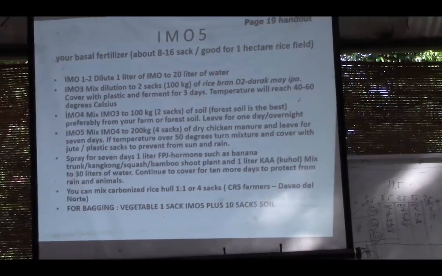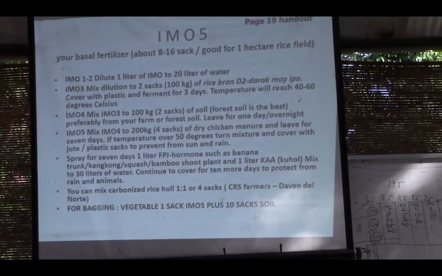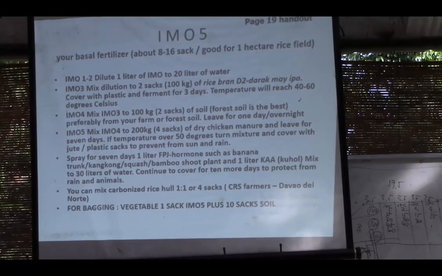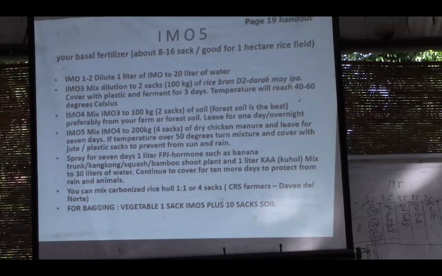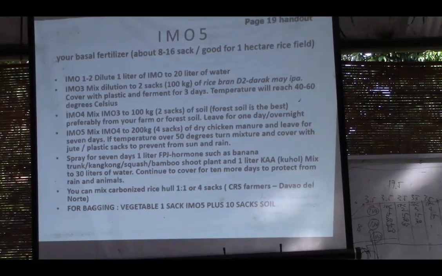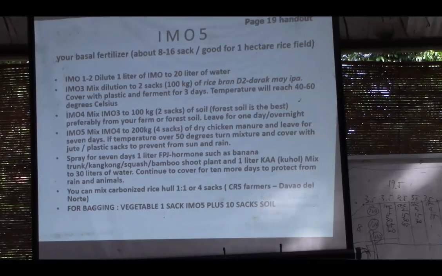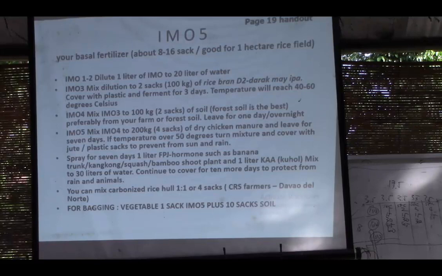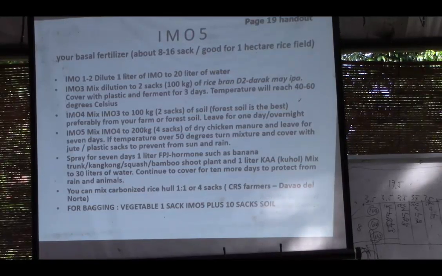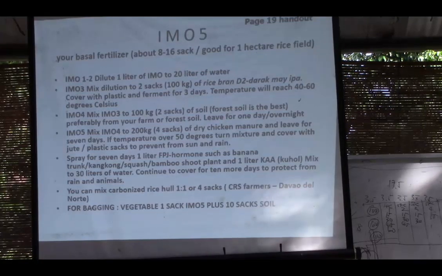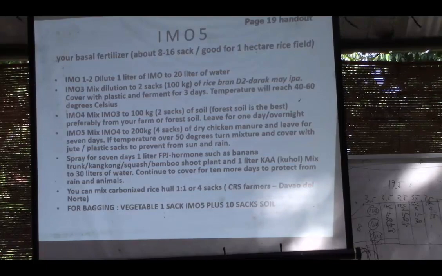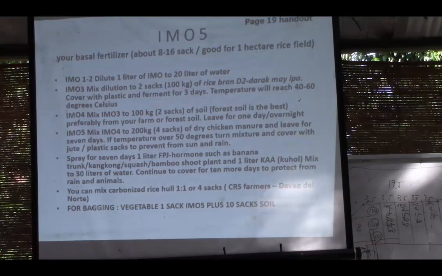So you have IMO 2 with 20% LAB. That mix is 1 liter. 1 liter of IMO 2 plus 20% LAB is equivalent to 1 liter. Now this 1 liter, you dilute it in 20 liters of water.